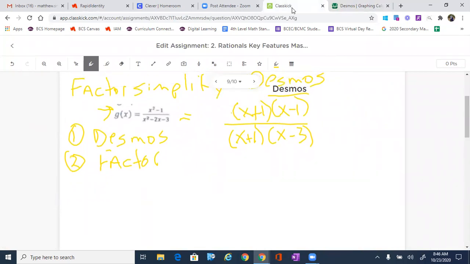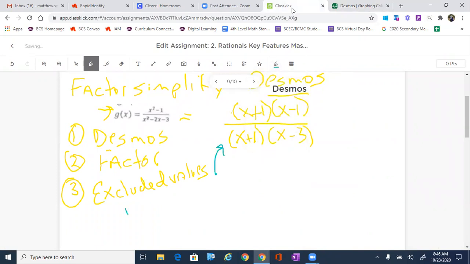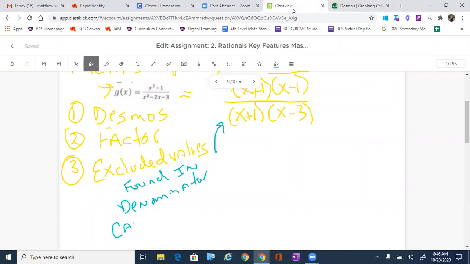Okay, so number 3, once we've got it factored, we are going to find the excluded values. Remember, excluded values are found in the denominator. And the reason why they're excluded values is because we cannot divide by 0. We're going to get an undefined answer if that's the case.